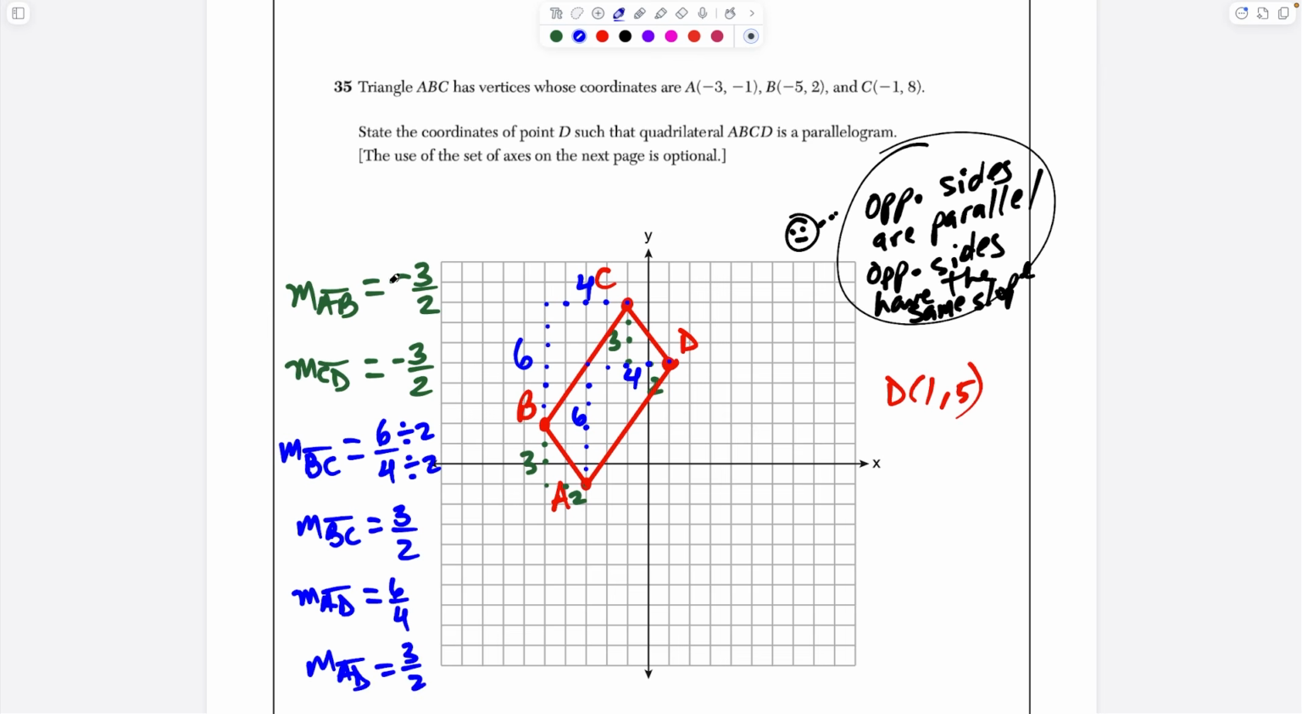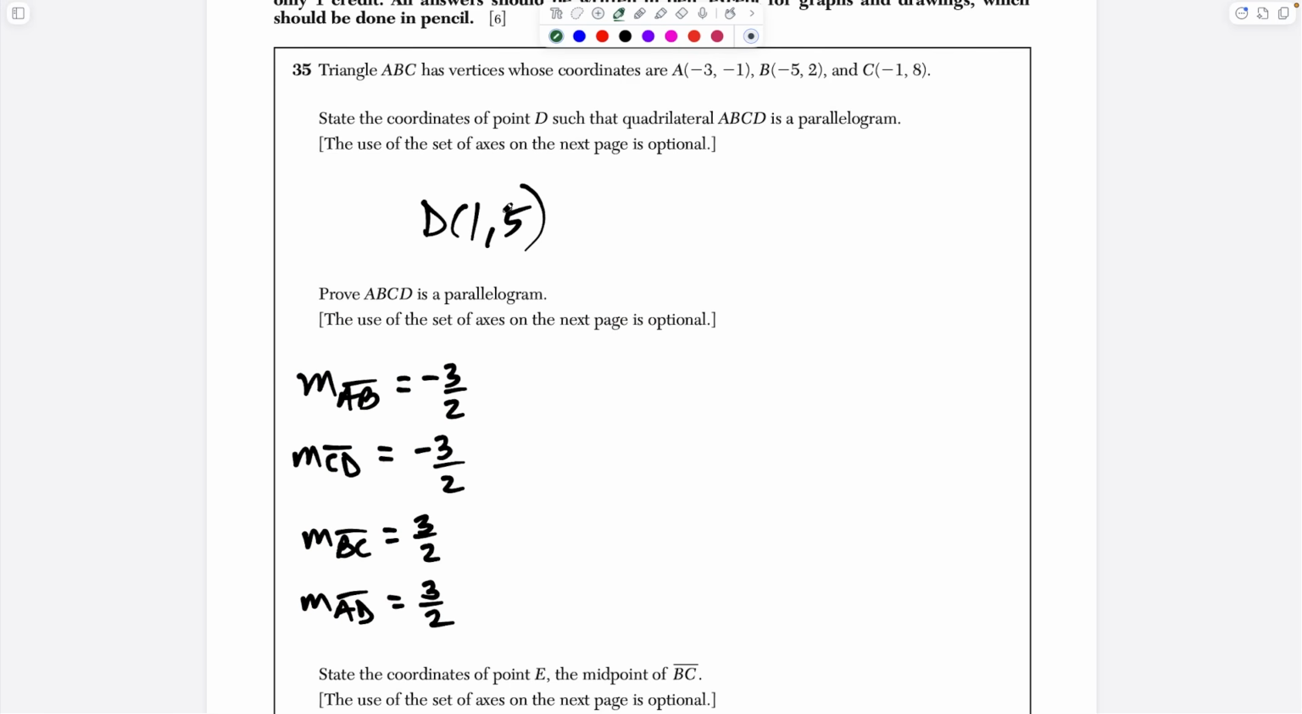And notice these slopes are equal, which tells us if we have equal slopes, the line segments are parallel. And then we have equal slopes here. So these line segments are parallel. So both pairs of opposite sides are parallel, which makes ABCD a parallelogram. So I just transferred some of the information from the other page back to the first page. And over here, we have point D is at 1, 5.